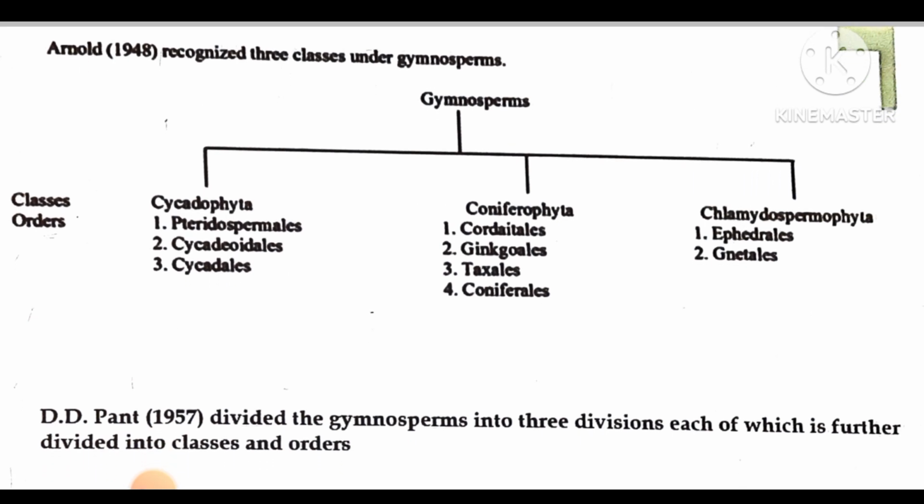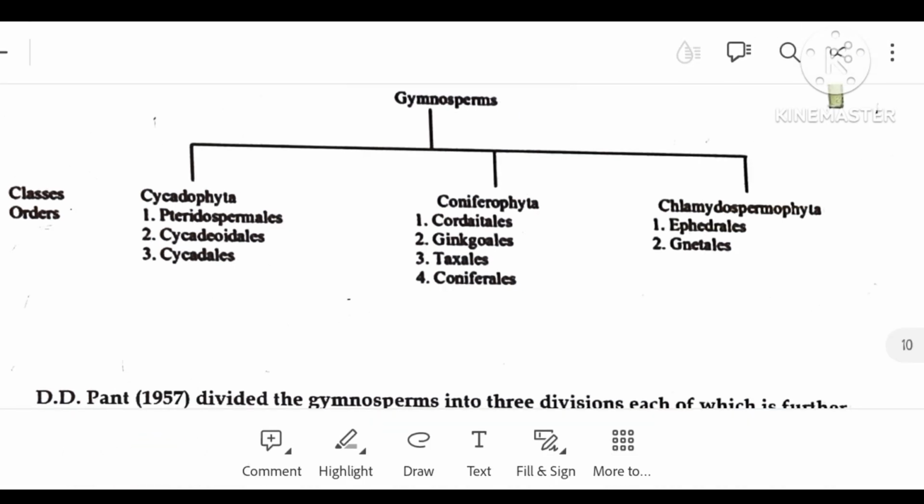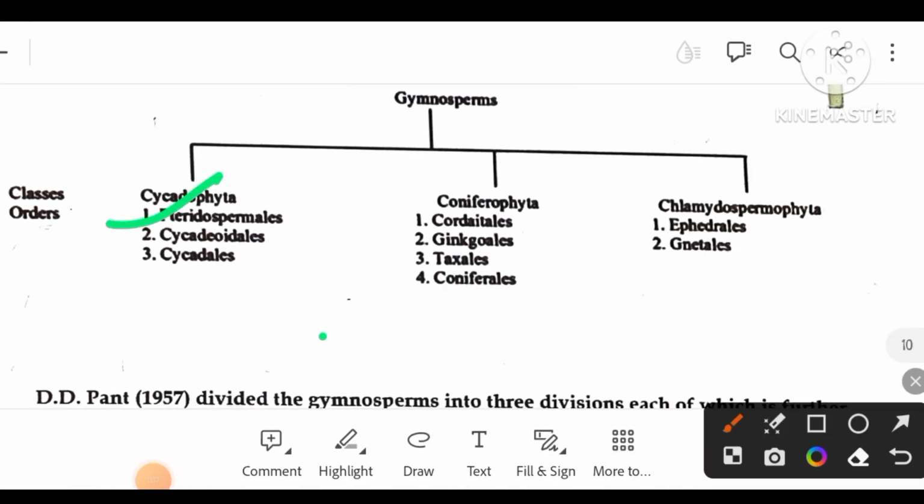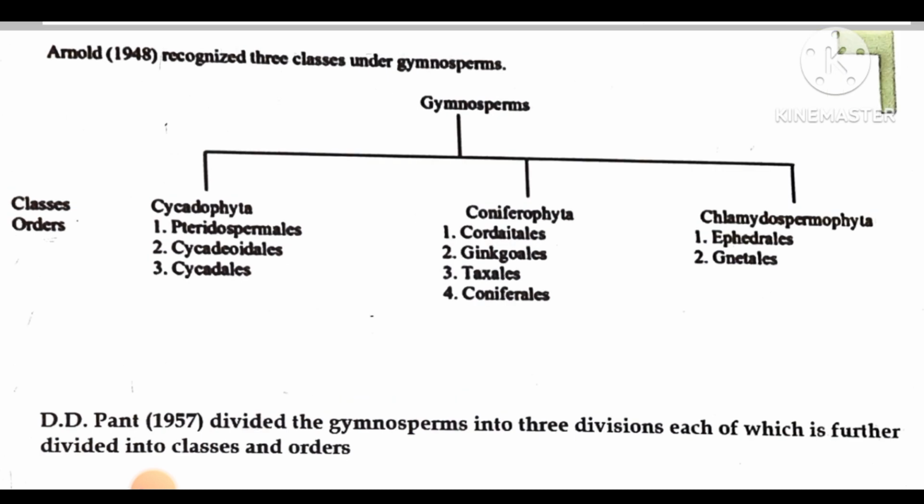Okay, now Arnold recognized three classes. The gymnosperms were divided into three classes, that is the Cycadophyta, Coniferophyta, and the Chlamydospermophyta. Then Cycadophyta has the Cycadales. Coniferophyta was further divided into four orders, that is the Cordaitales, Coniferales, Ginkgoales, and Taxales. Chlamydospermophyta was again divided into two orders, the Ephedrales and the Gnetales.